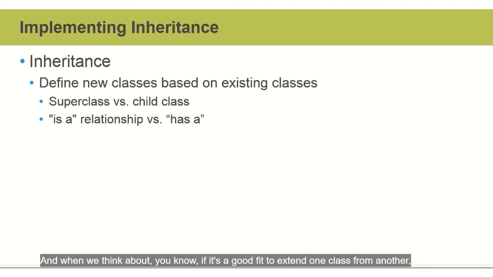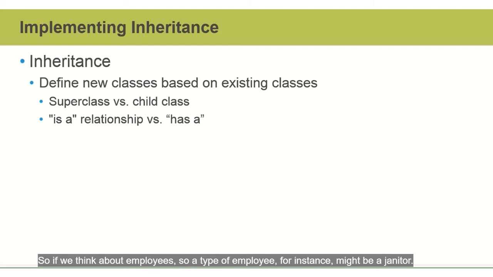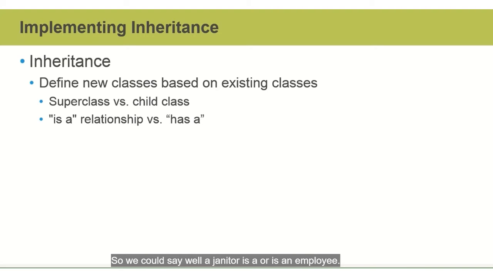And when we think about whether it's a good fit to extend one class from another, ask yourself, is this class a type of that superclass, or would it be a case where that superclass has a version of that object as part of its definition? So if we think about employees, a type of employee, for instance, might be a janitor. So we could say, well, a janitor is an employee. However, we couldn't say that an employee has a janitor, or vice versa.